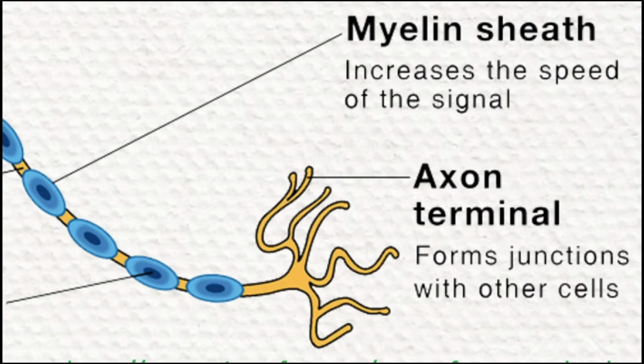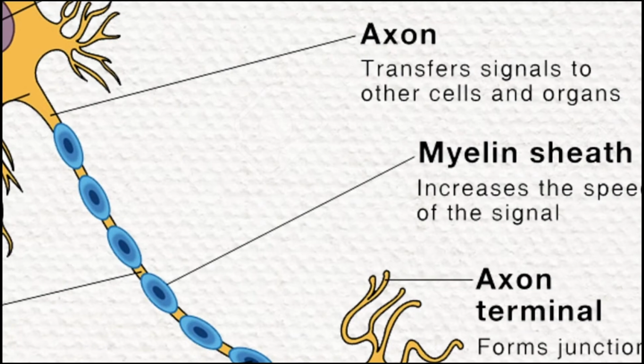And then we have the end terminal of the axon, which is the axon terminal. It forms junctions with other cells, and these other cells can either be a muscle cell or another effector organ or another neuron. Then of course this long process is the axon.